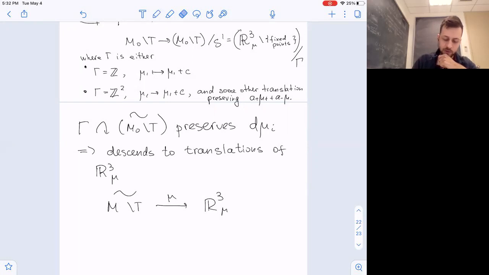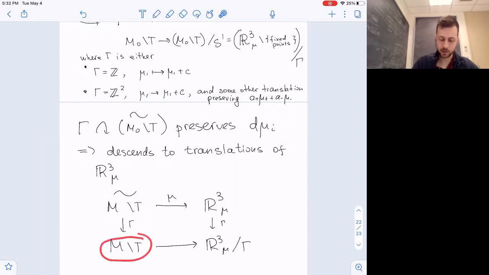You can actually glue back fixed points and don't care about throwing away fixed points here. So really, a moment map will be honestly from this M minus T universal cover to R3 mu, and it will be a surjective map. And then you have M minus T, you have action of group gamma here, and this group gamma descends to the free action here on the right. And then really your moment map descends to the moment map from M minus the degeneracy locus to this space.